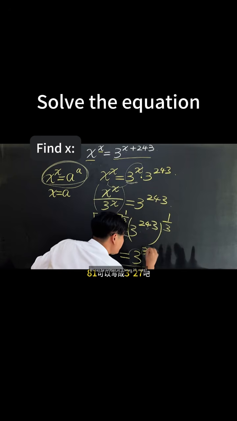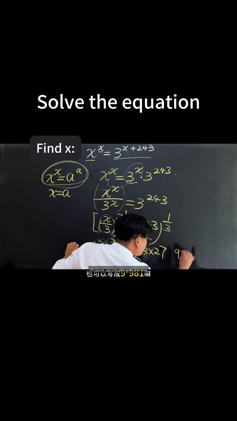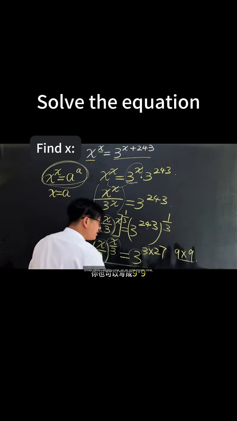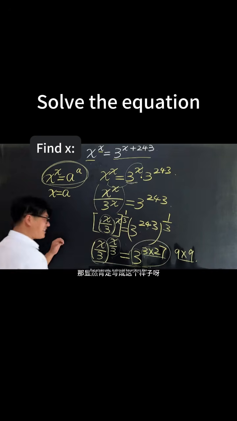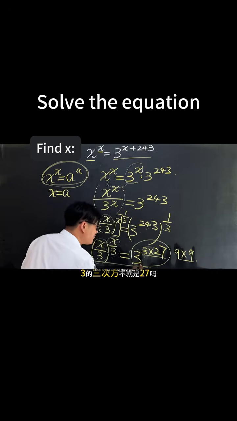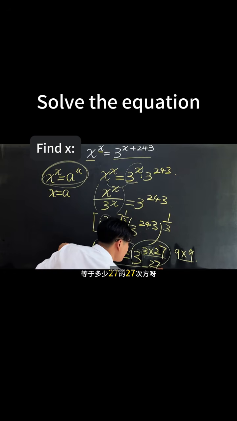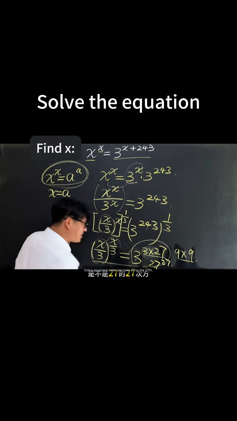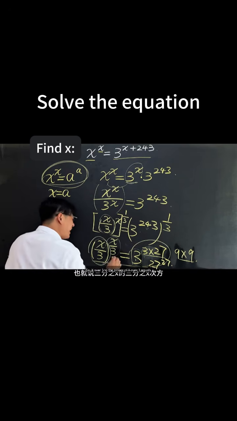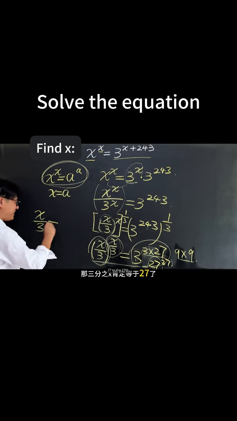81 can be written as 3 times 27, right? Of course, you can also write it as 9 times 9, 81. But obviously, it should be written like this. 3 to the 3rd power is 27, isn't it? So doesn't that mean it's equal to 27 to the 27th power, everyone? Using exponent rules, we have 27 to the 27th. So x over 3 to the power of x over 3 equals 27 to the 27th.